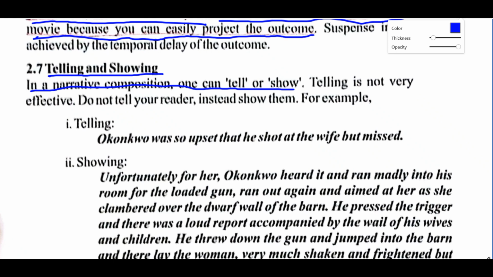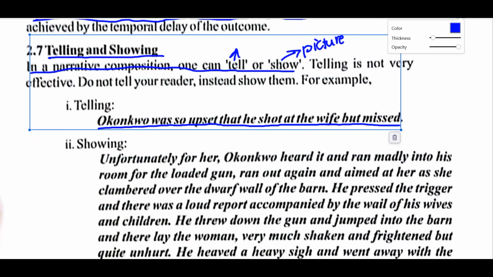What do we mean by that? Telling a story is where you are just telling someone, but showing is where you create pictures. You write a story in such a way that the person reading your story feels as if he or she is seeing what is happening. For example, if we say Okonko was so upset that he shot at the wife but he missed, this is telling. But let's look at showing.